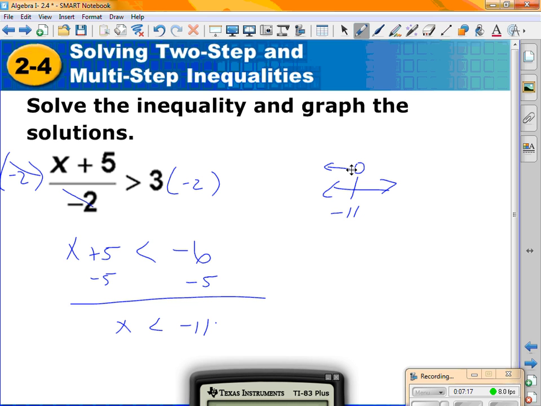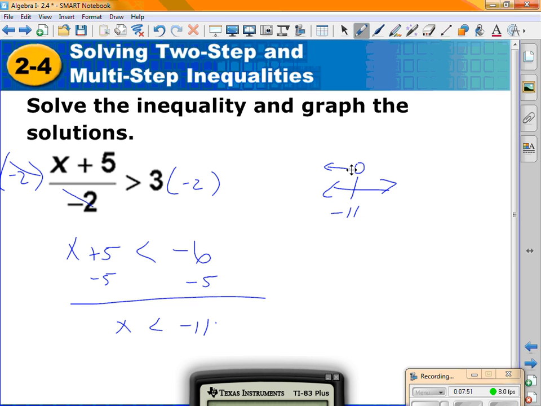The reason why, if I pick a negative 15, what's a negative 15 and a positive 5? Negative 10. What's a negative 10 divided by negative 2? 5. Is 5 greater than 3? They were true. By picking smarter numbers, we don't have to deal with fractions.